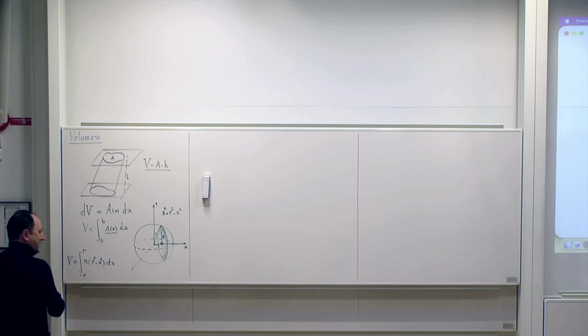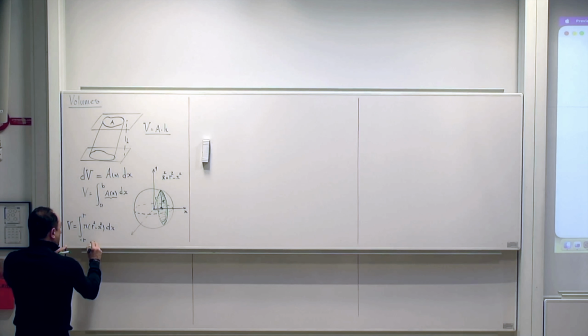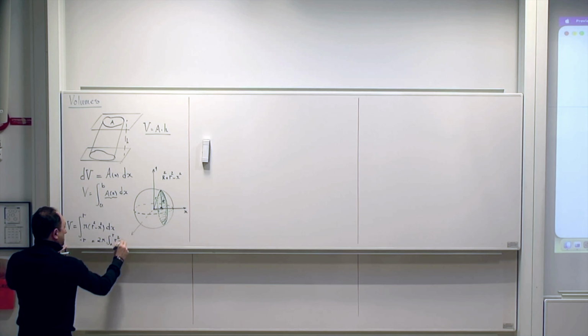But this is an analytic way to understand it. What you said is a geometrical way of understanding the same thing. So anyway, I will follow you. I will write it as 2, and then pi is a constant, I pull it out. Integral from 0 to r of r squared minus x squared dx.